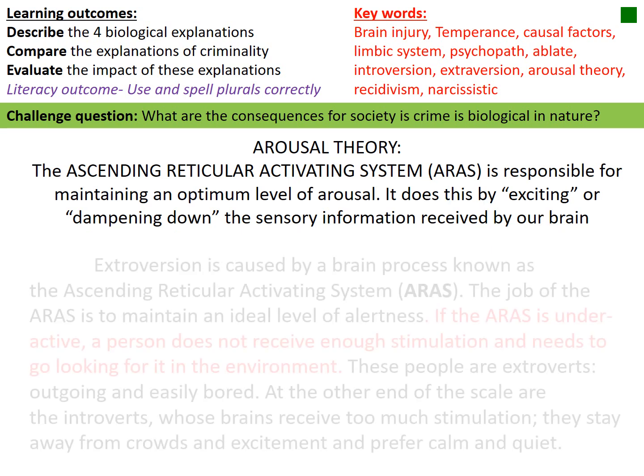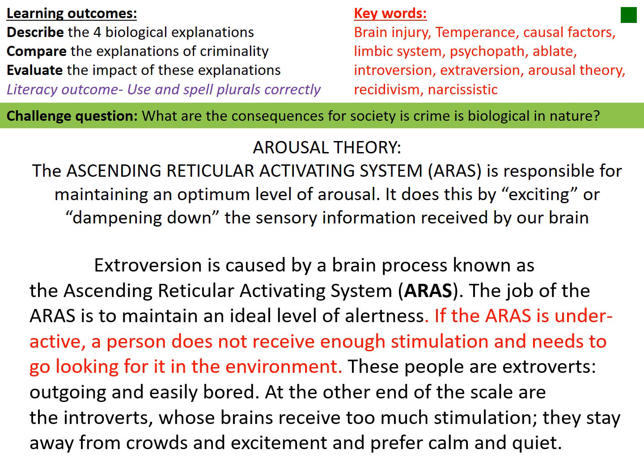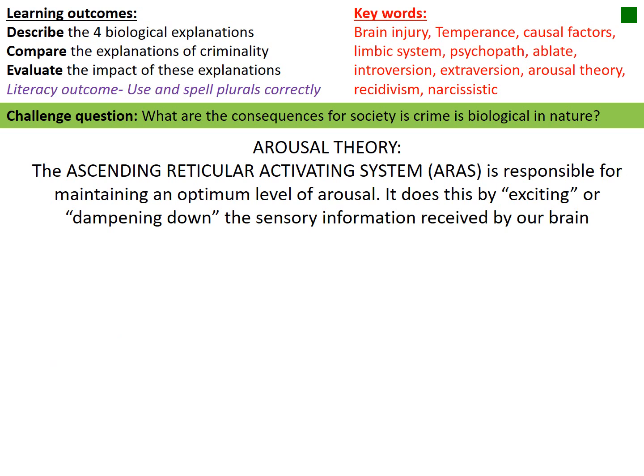Now, again, talking about this idea of your ARAS being aroused, if I can just be really clear here, the job of the ARAS is to maintain this optimum level, like I said, this ideal level of alertness. We're building on the idea that we are most effective when we're at that ideal level of alertness. If the ARAS is underactive, it means that they're not receiving enough stimulation from the environment. And that's why I said a minute ago, those extroverts will crave this stimulation from outside areas. So they might go on roller coasters, they might be particularly spontaneous within their actions.